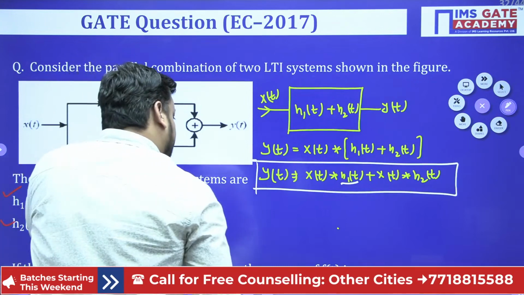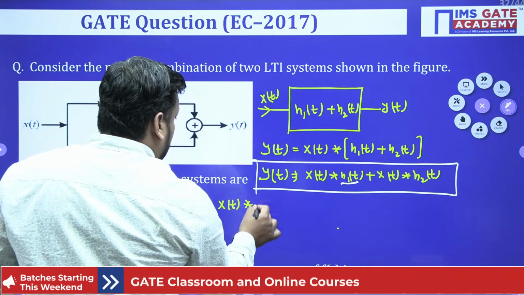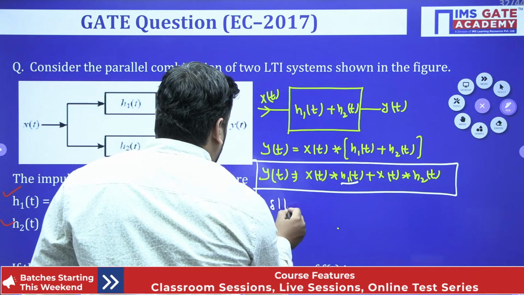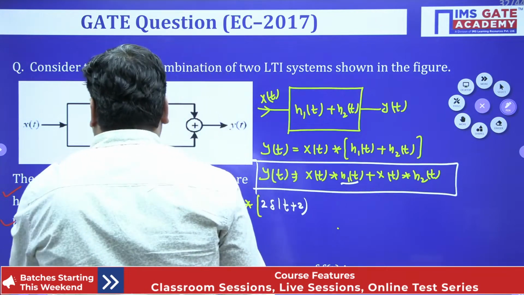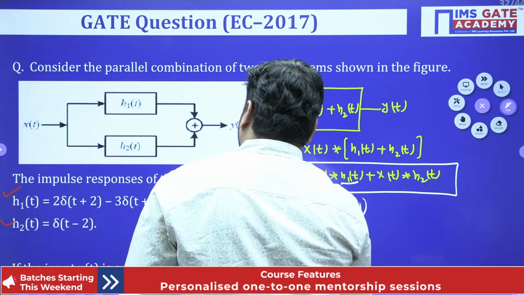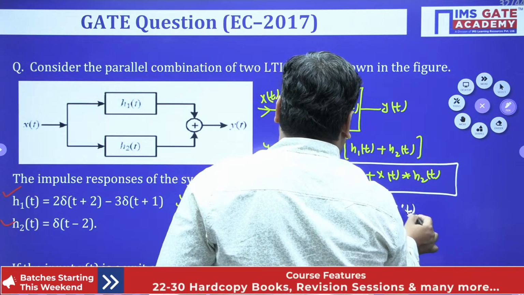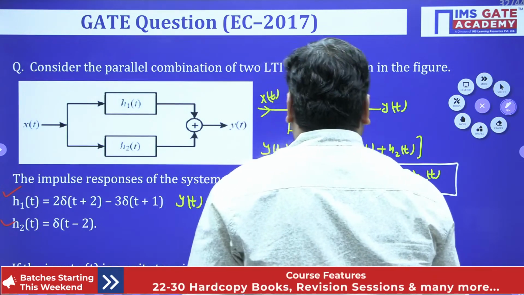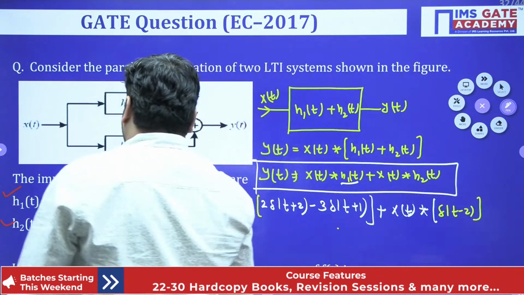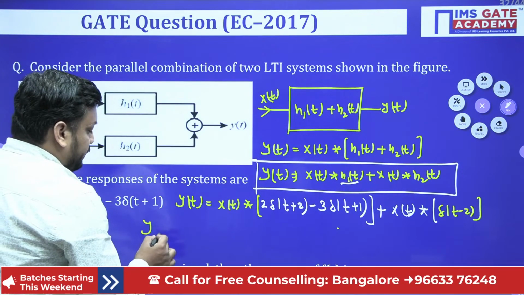I will get my y(t) equal to x(t) as it is, convolved with h1(t), which means 2 delta(t+2) minus 3 delta(t+1), bracket close. And the second time you have to again convolve this x(t) with delta(t-2). And do you know what x(t) is? It is given that x(t) is nothing but u(t).